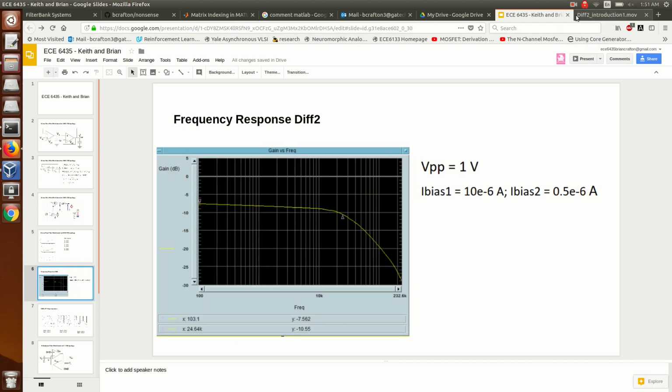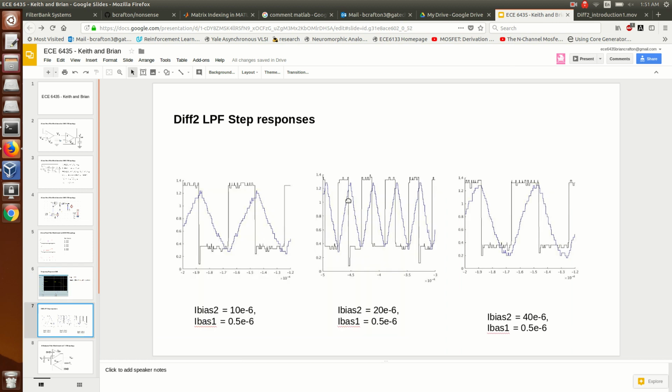So here's a frequency response that Caleb was kind enough to do for us on board 17, and from this we can see that the 3 dB frequency occurs at about 26 kilohertz. So we were able to use this information in doing our step responses for the experimental.